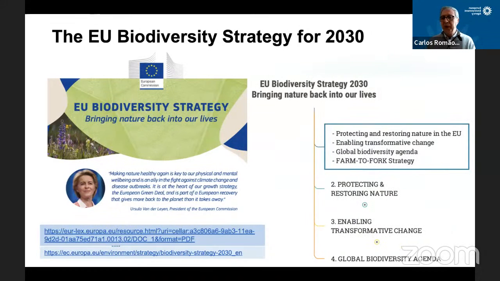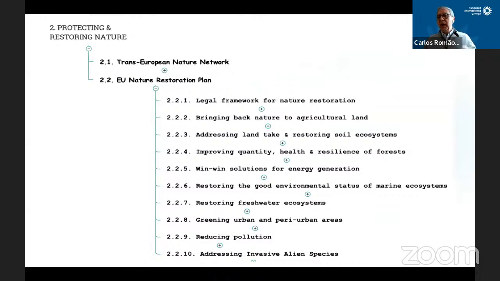Basically, there were three aspects in the strategy: protecting and restoring nature, enabling transformation, and the global biodiversity agenda, also to see what is the impact that the EU has outside the EU in terms of biodiversity, and how the EU can support biodiversity outside of the EU.